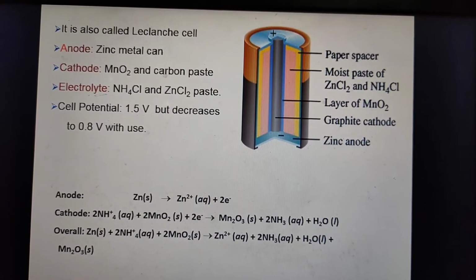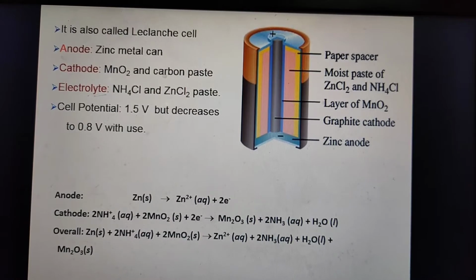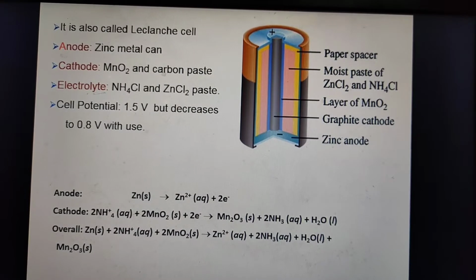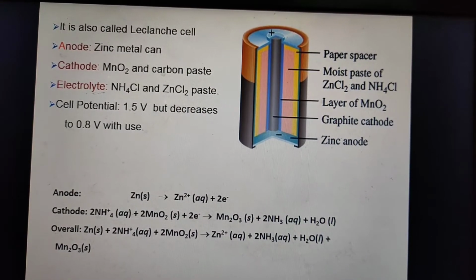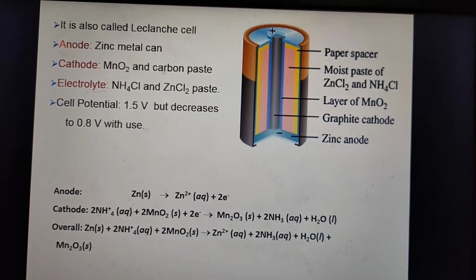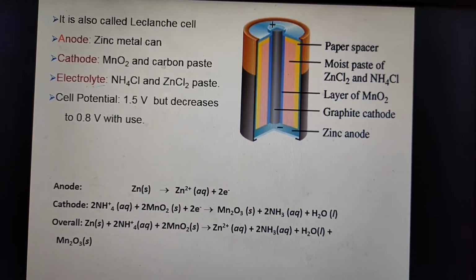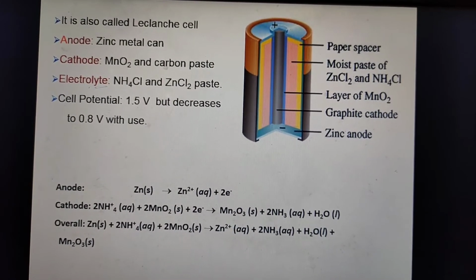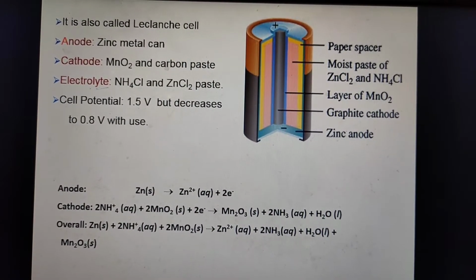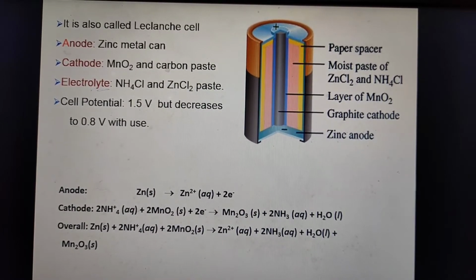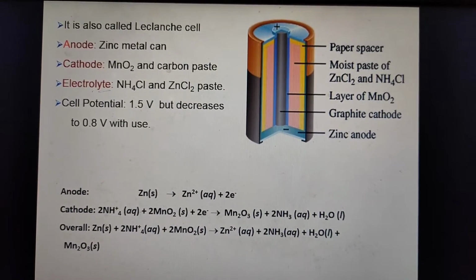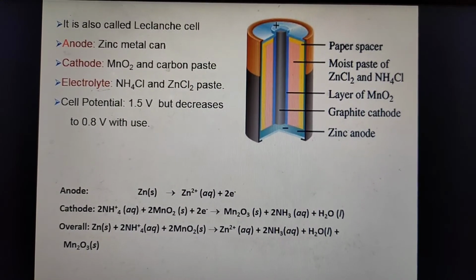Now what is the overall reaction? Zinc solid plus 2 NH4+ aqueous plus 2 MnO2 solid gives Zn2+ aqueous plus NH3 aqueous plus H2O plus Mn2O3. Now the ammonia formed here, the aqueous ammonia molecules, react with the zinc to form a zinc ammonium complex. So after some time, with this moisture formed, the complex will dissolve, and you know that dry cell batteries leak out.